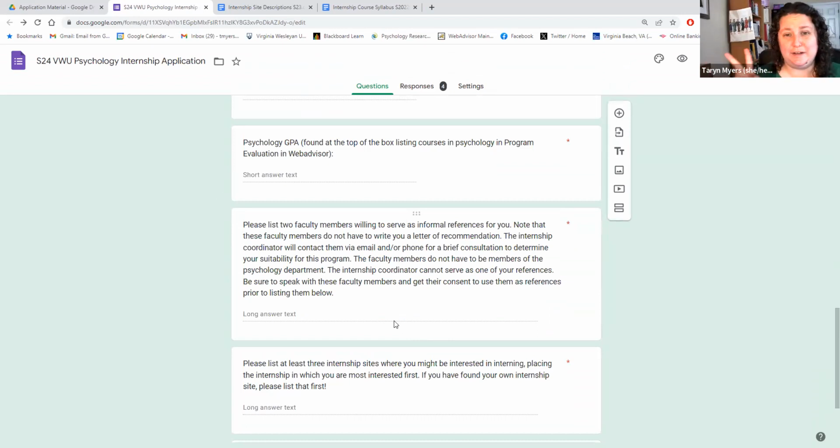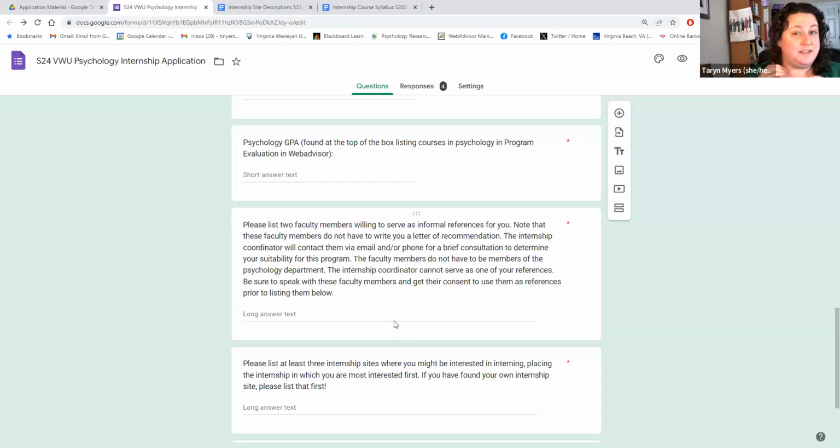And then it lists 2 faculty members that are not me. I know what I think of the people I know, right? So we need 2 faculty members who are not me. It can also be staff members. People have asked their coaches in the past, or someone who's their supervisor for their work study. That's great too.